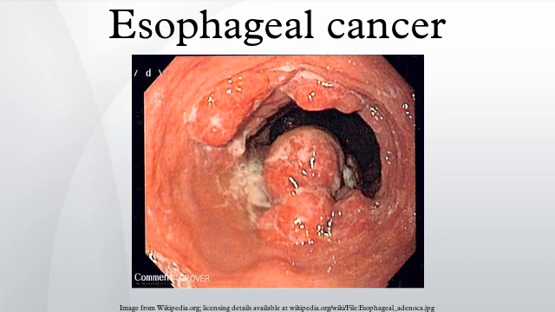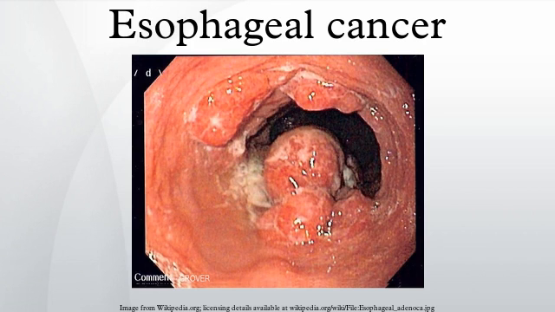Esophageal cancer is cancer arising from the esophagus, the food pipe that runs between the throat and the stomach. Symptoms often include trouble swallowing and weight loss. Other symptoms may include pain with swallowing, a hoarse voice, enlarged lymph nodes around the clavicle, a dry cough, and possibly coughing up or vomiting blood.